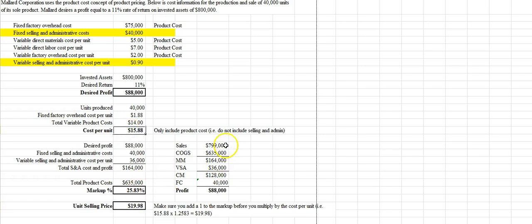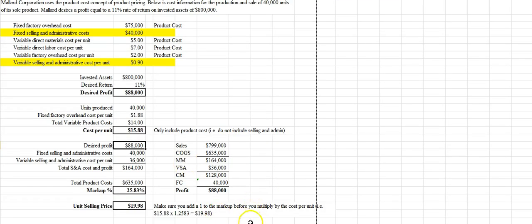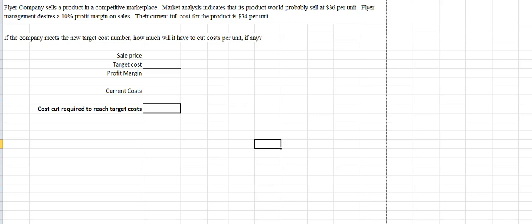And that's going to help me obtain total sales that will help cover these costs and earn me my desired profit of $88,000. Okay? Okay, so let me do the next problem. We have two more to go and we should be done. By the way, this was probably the longest. The next two are going to be shorter.